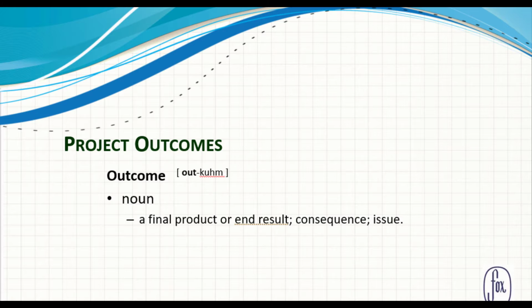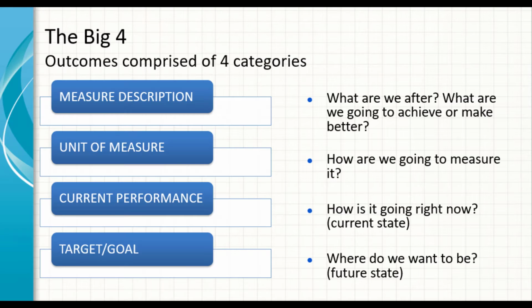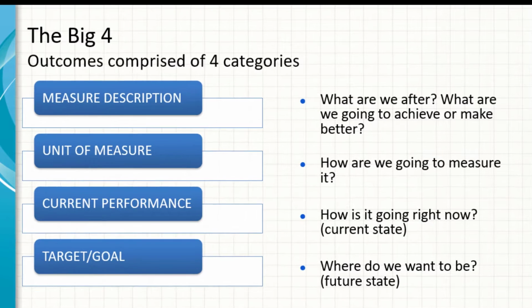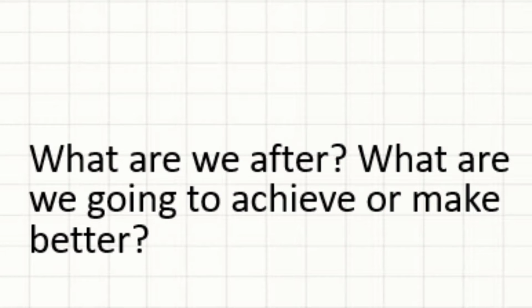All right, let's go ahead and discuss project outcomes. A final product or end result, a consequence, an issue. The outcome section of the Fox Products Charter template is comprised of 4 straightforward categories. First, the measure description, which answers the questions, what are we after? What are we going to achieve to make better?